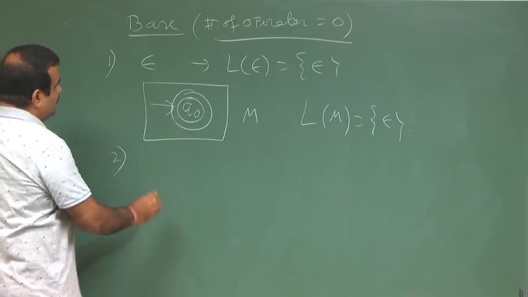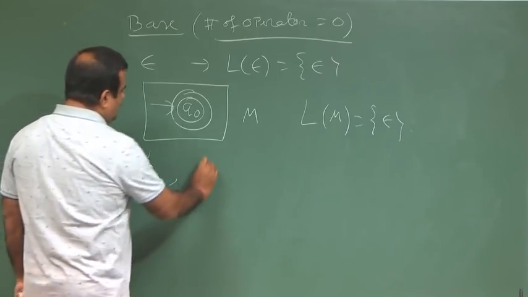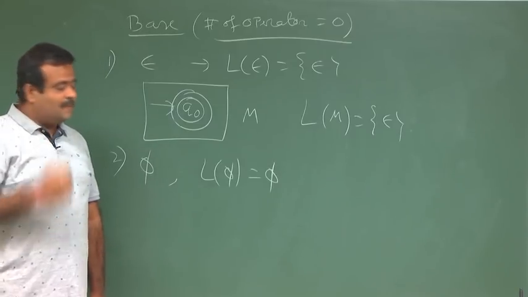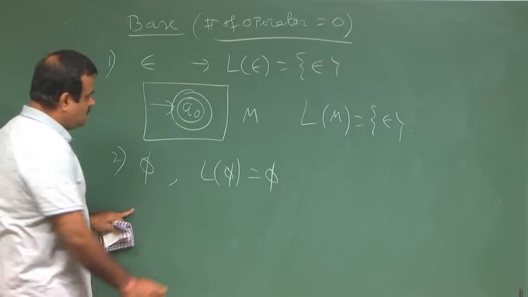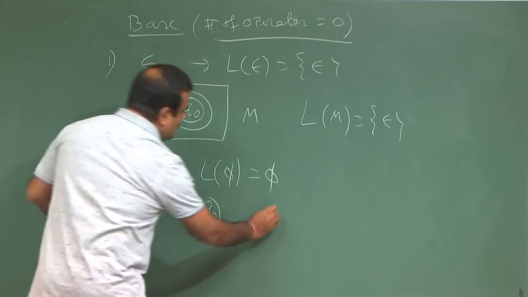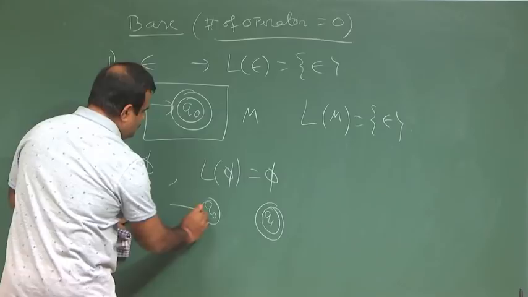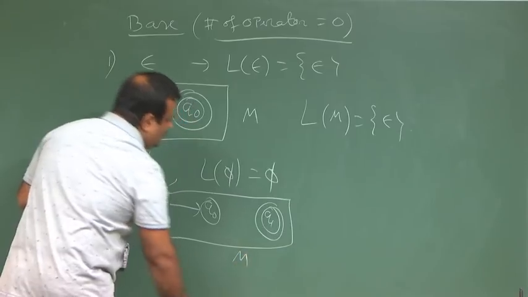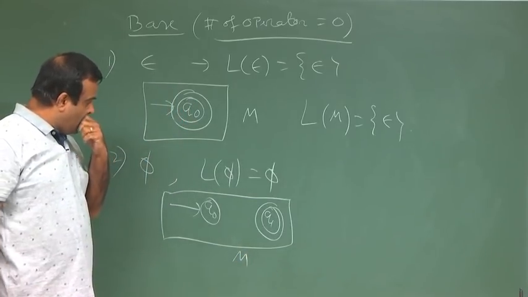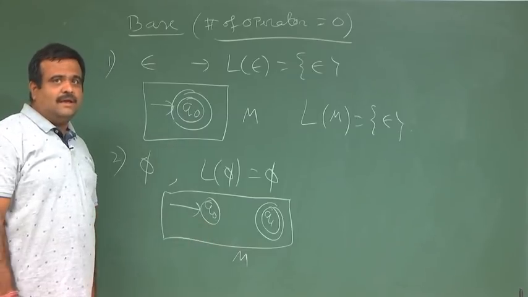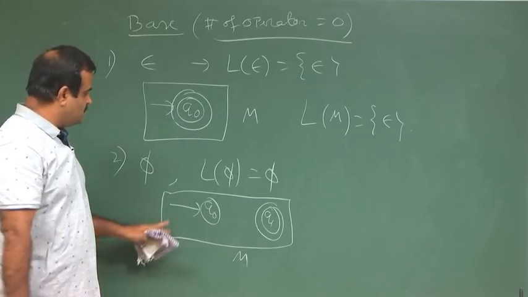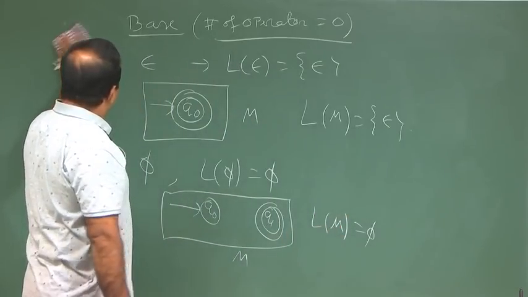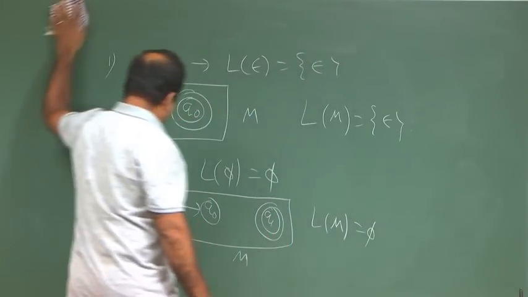Okay, number 2, empty set. What is the language of this? It is just the empty set. Now, what is the automaton for this? We can have q 0, and a final state q 1, which is not reachable from q 0. This is our M. q 1 is not reachable from q 0 by any move, not even by an epsilon move. So, L of M is empty. Okay.